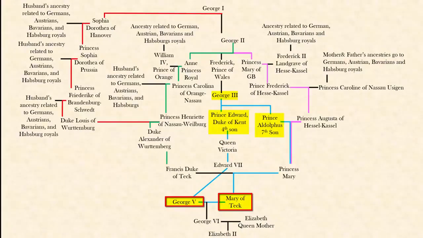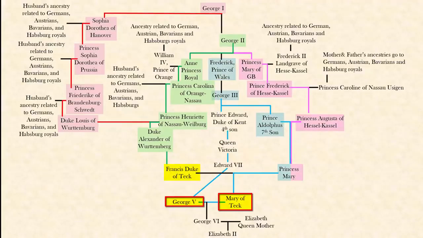You can pause the video to see that through her father's side, she is also related to George II and George I. And from her mother's side, she is related to George II too. You'll also notice a lot of the spouses her ancestors married were related to the same Bavarian, Austrian, German, and Habsburg royal families, so as I've mentioned, she's a really intense woman.